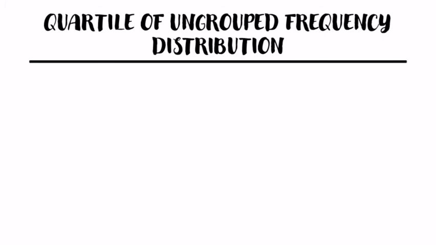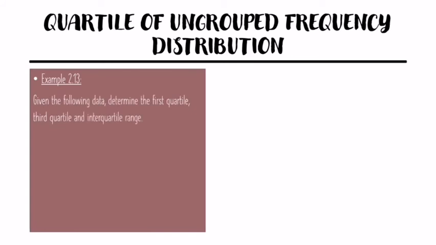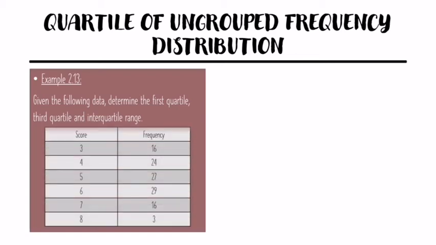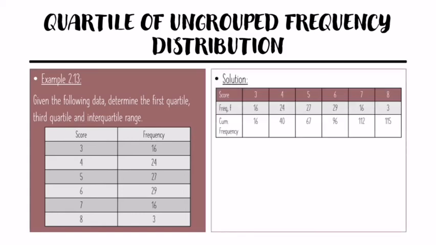Now quartile of ungrouped frequency distribution. Example 2.13. Given the following data, determine the first quartile, third quartile, and interquartile range. So we have this data. We have score 3 to 8. We have the frequency for each class. The solution: because this is an ungrouped frequency distribution, we have to find the cumulative frequency.